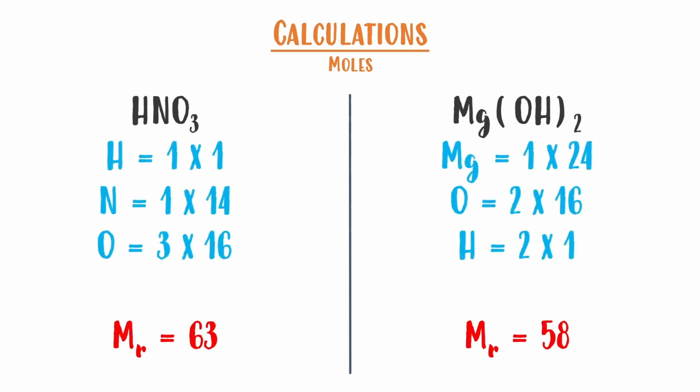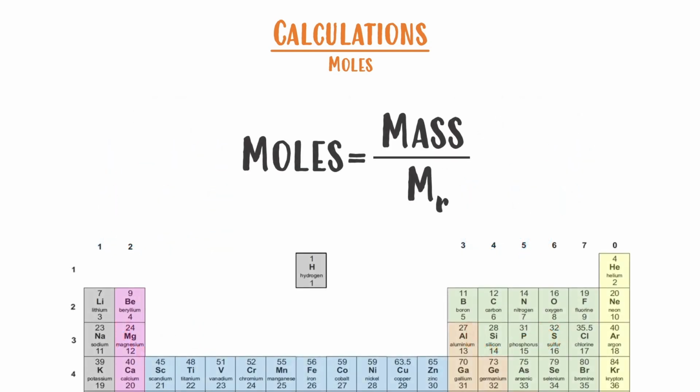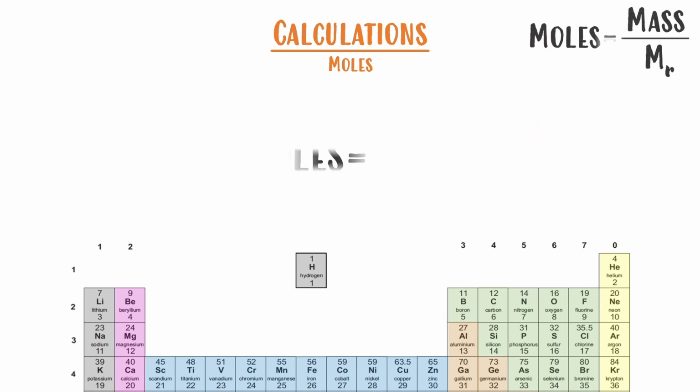Okay, now that we've had a refresh on MR, this is the formula we're going to need for working out moles, where moles is going to equal mass divided by MR. Mass is always measured in grams, and the units for moles is mole, M-O-L. Okay, let's try use this formula in an example.